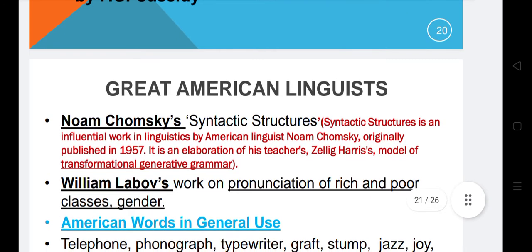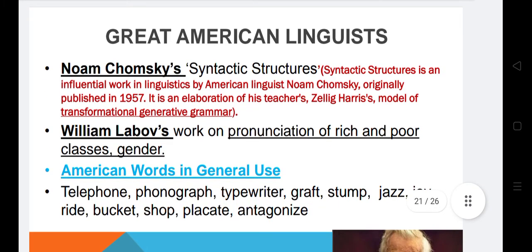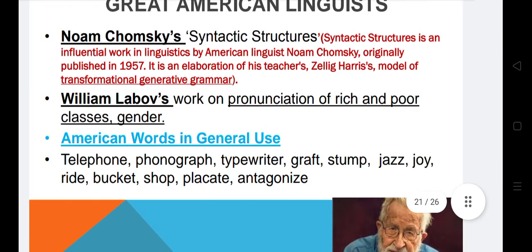And great American linguists include, obviously, the most important name, Noam Chomsky, and his contribution includes Syntactic Structures. Syntactic Structures is an influential work in linguistics by Noam Chomsky, and his model of transformational generative grammar.